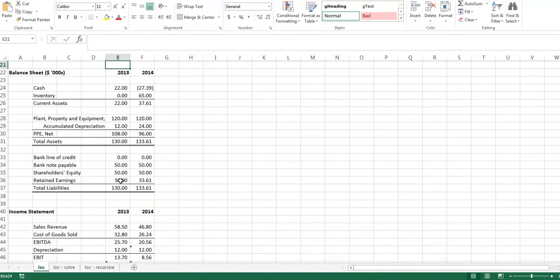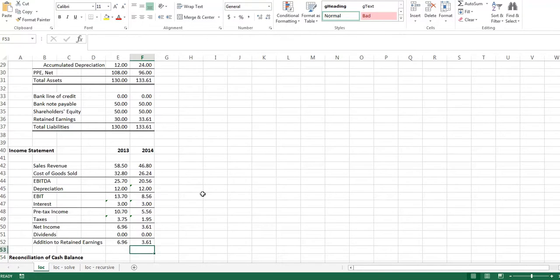In 2014, I have cash that went negative, 27.39. One of the big reasons is I bought inventory in addition to some other things. I ended up depreciating some of my assets, and then I had a bank note payable and shareholders equity. Notice retained earnings went up by the amount of my profits this period, so that makes sense.